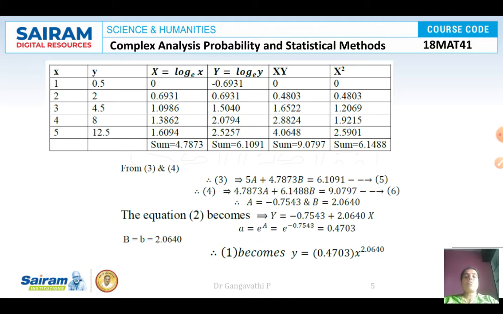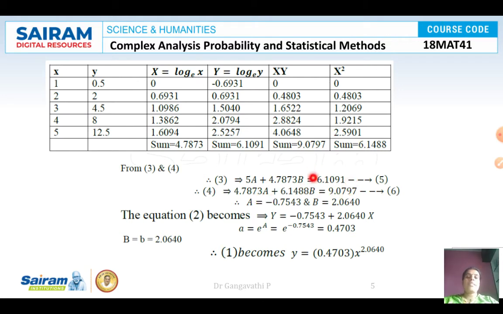So we need the sum of all these values. The sum of all these values of X is this. The sum of all the values of Y is this. The sum of all values of XY is this. And the sum of all values of X square is this. So let us substitute in the normal equations, that is in equations 3 and 4. So equation 3 gives you this and equation 4 gives you this.